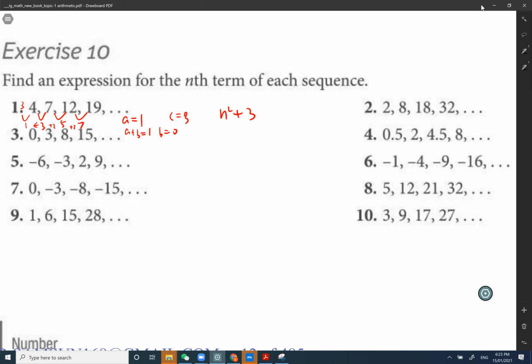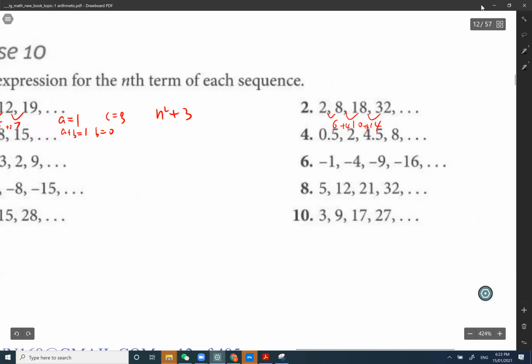Try one more. Here plus 6, 10, 14, or always plus 4. That means a equals 2. The previous one is 2, so b equals 0. Again, 0. So just 2n squared.